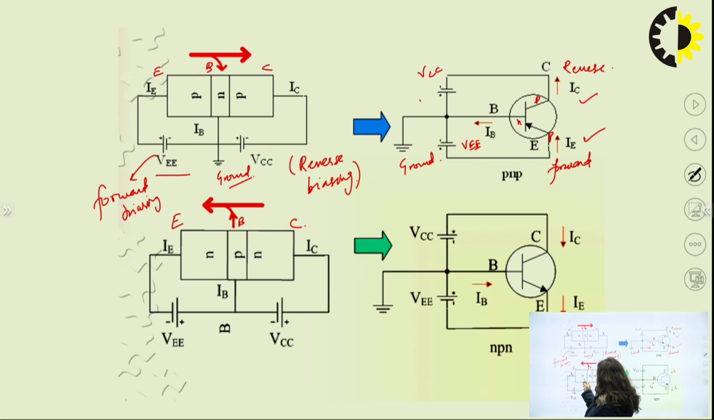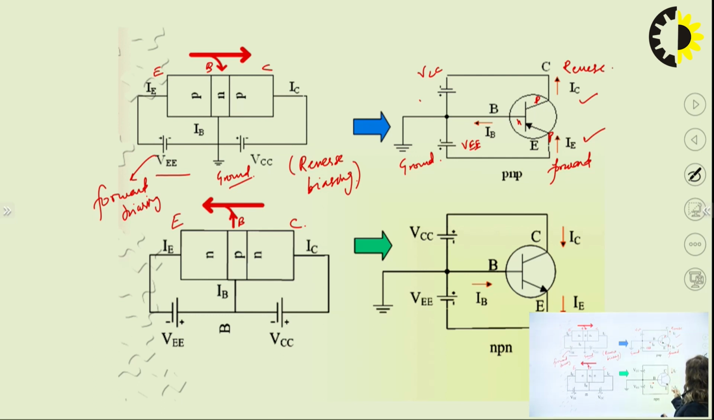Because it is the N type of material, the negative terminal is connected here, and the positive terminal is connected to the P type of material. Similarly, positive is connected to the collector, which is N type of material, and negative is connected to the base, which is P type of material. So here, what will be the actual picturization?